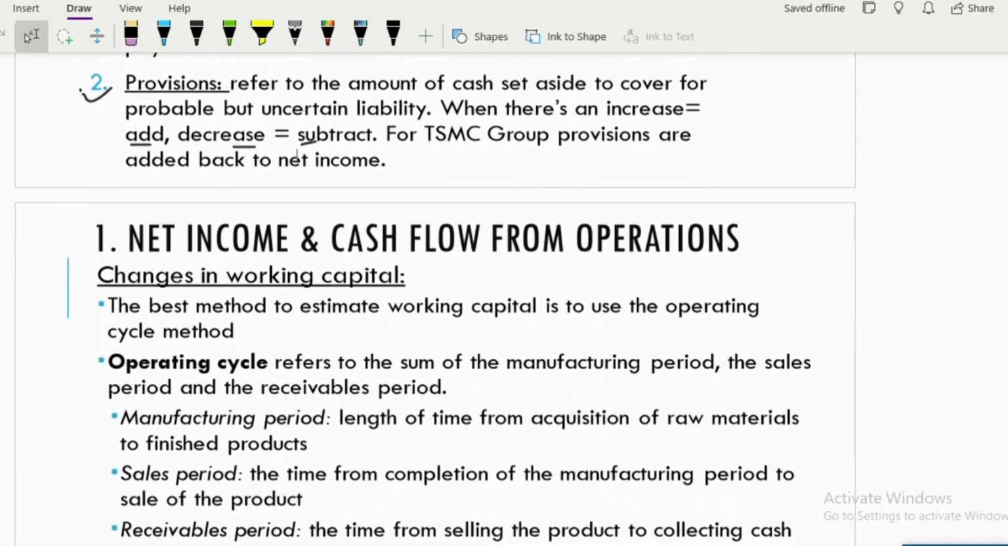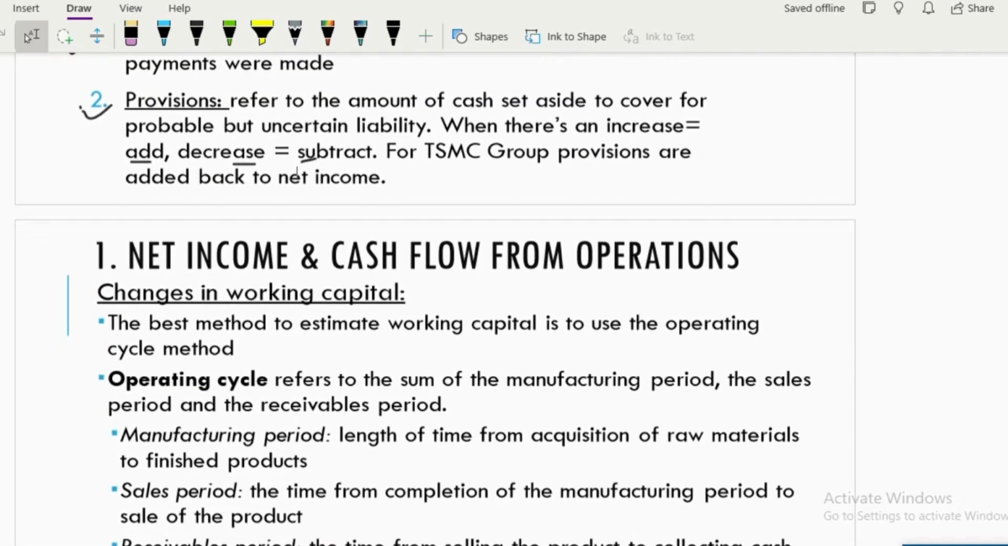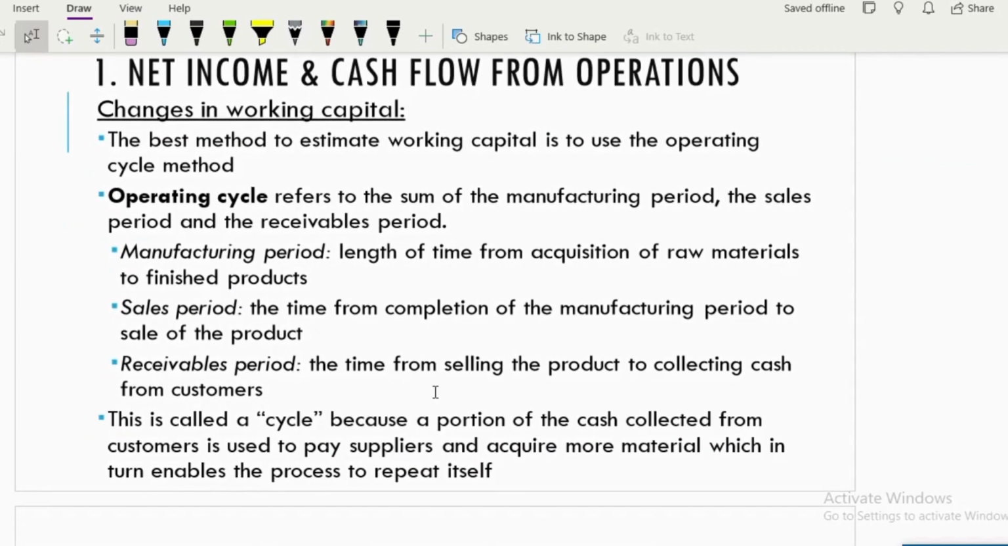Also, the working capital changes affect your cash flow from operations. Working capital means your operations. So if you see here, basically the working capital can be easily calculated with the help of the operating cycle of the company. So what is an operating cycle?